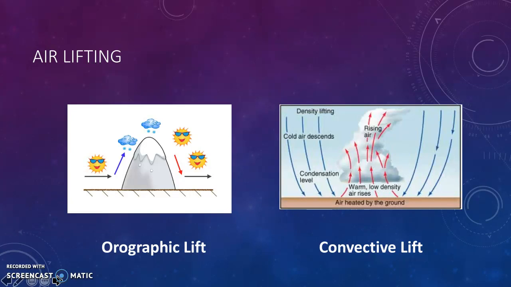The first one on the left is the orographic lift, and that is when air is forced to rise over a mountainous barrier. And a convective lift is where unequal surface heats cause localized pockets of air to rise because of their buoyancy. And that is all we have today.